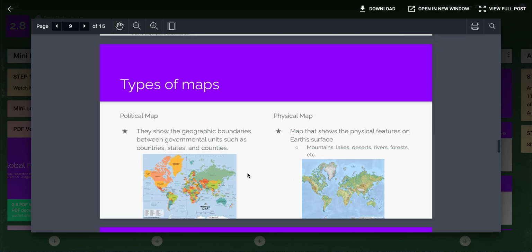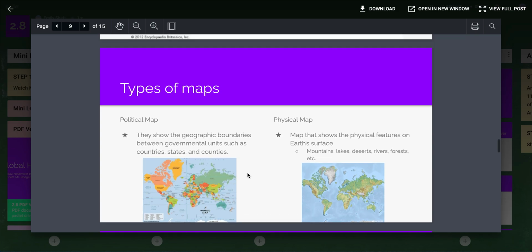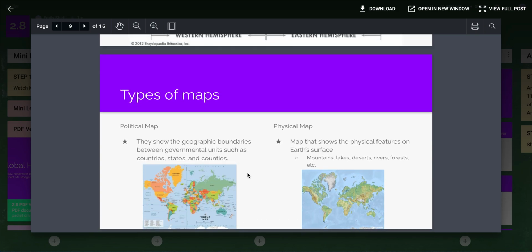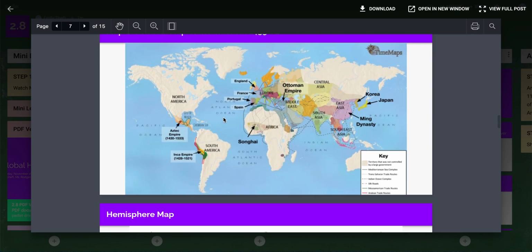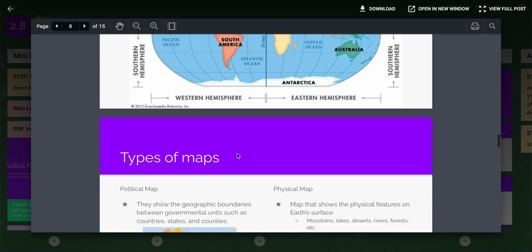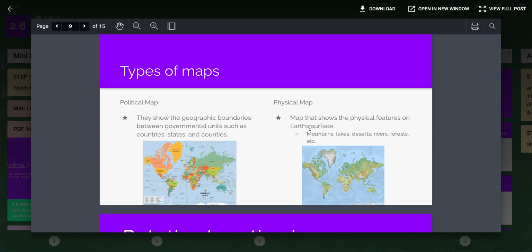And just another reminder, there are really two predominant types of maps that we use as historians. The first is a political map, where it shows the geographic boundaries between governmental units such as countries, states, and counties. On a political map, which I would consider all of these maps to be, you'll also see the major bodies of water, or if this was a present day map, we might see a major highway. We can then compare that to a physical map, which is a map that shows the physical features on Earth's surface.